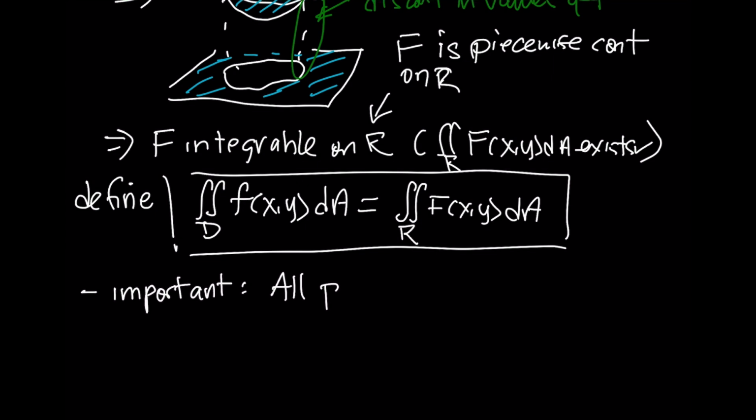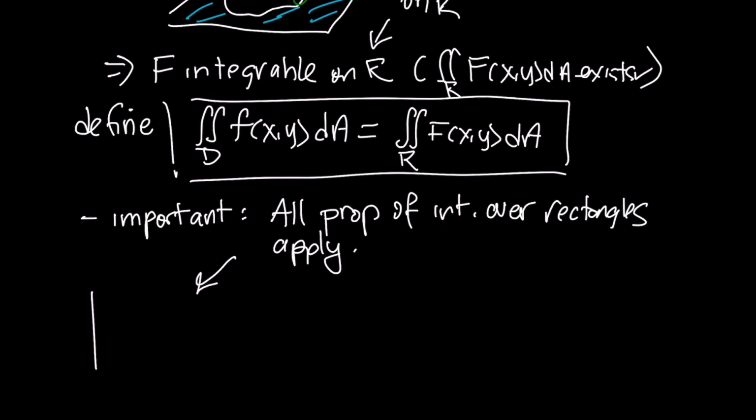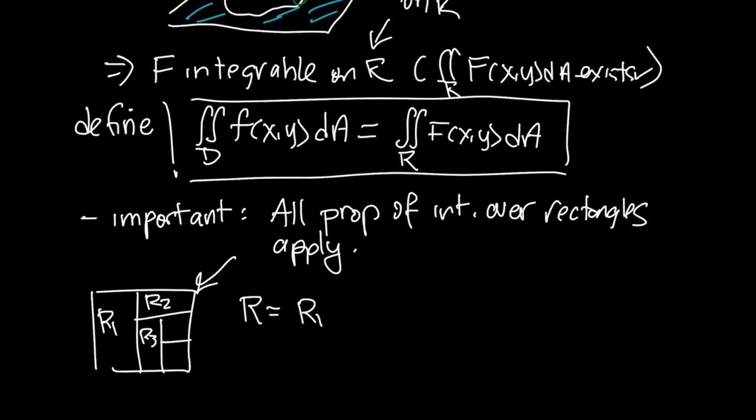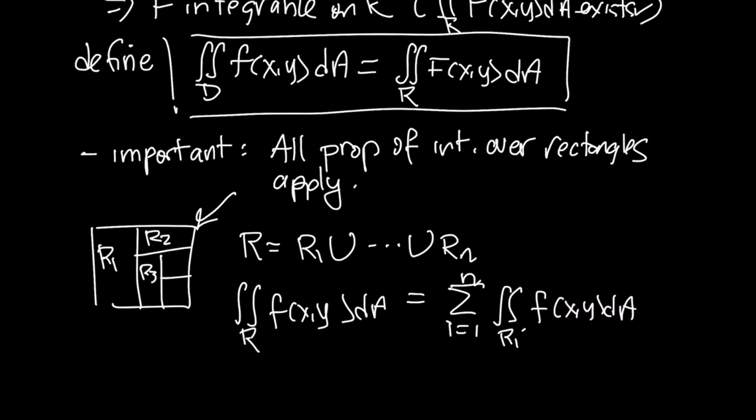Another important idea here is that all of the properties from integration on rectangles apply. And in particular, the one that we are interested in most is saying if we have some sort of rectangular region that's a finite union of disjoint regions, so let's say R1, R2, R3, etc. So if R is a union of all of these individual regions, then what we can say is that the integration of some function over that union is simply then the sum of all of the individual integrations over those individual rectangles. And that's going to be important for us when we try to define how to evaluate these integrals.